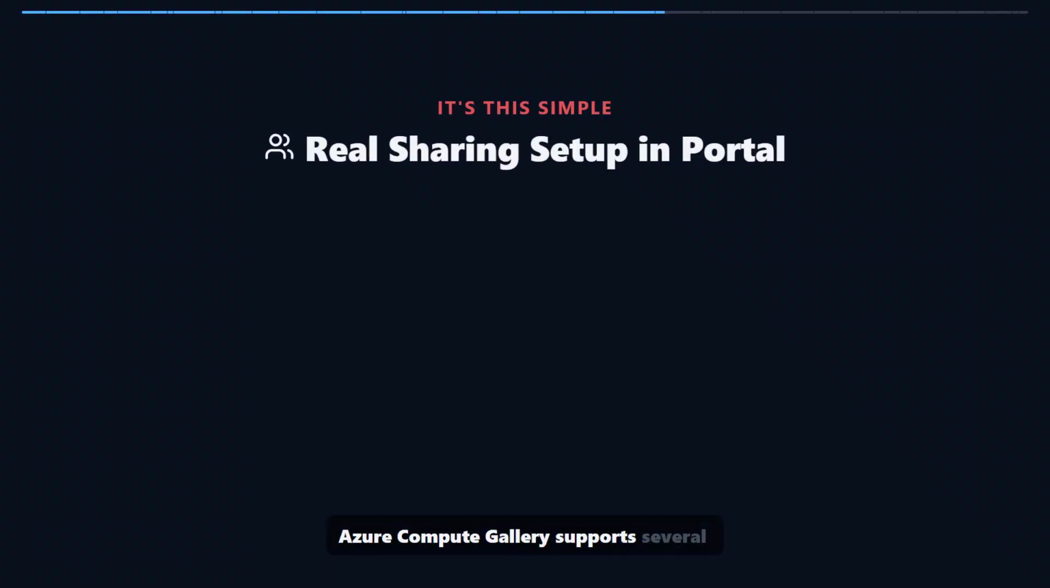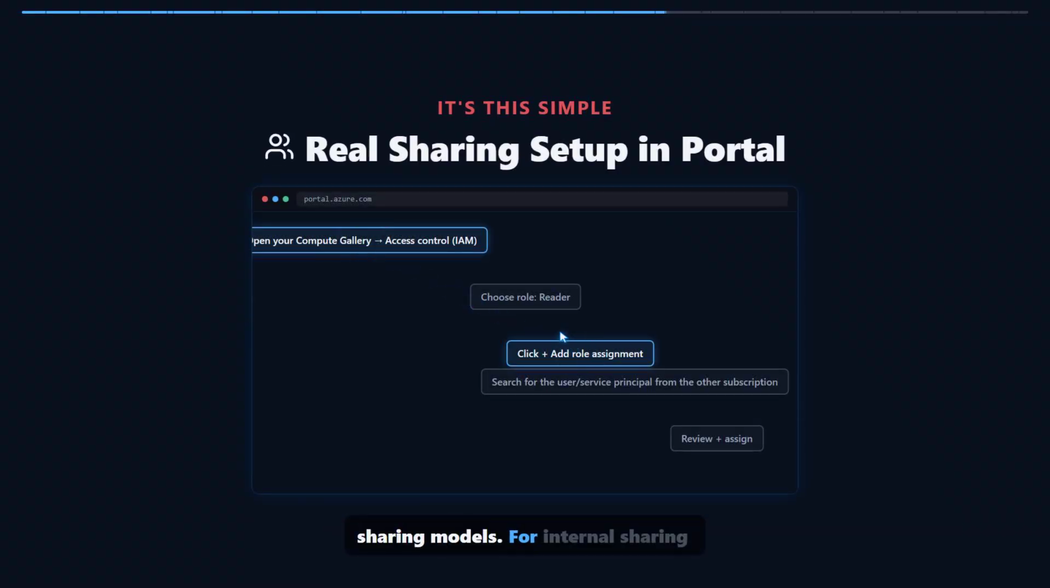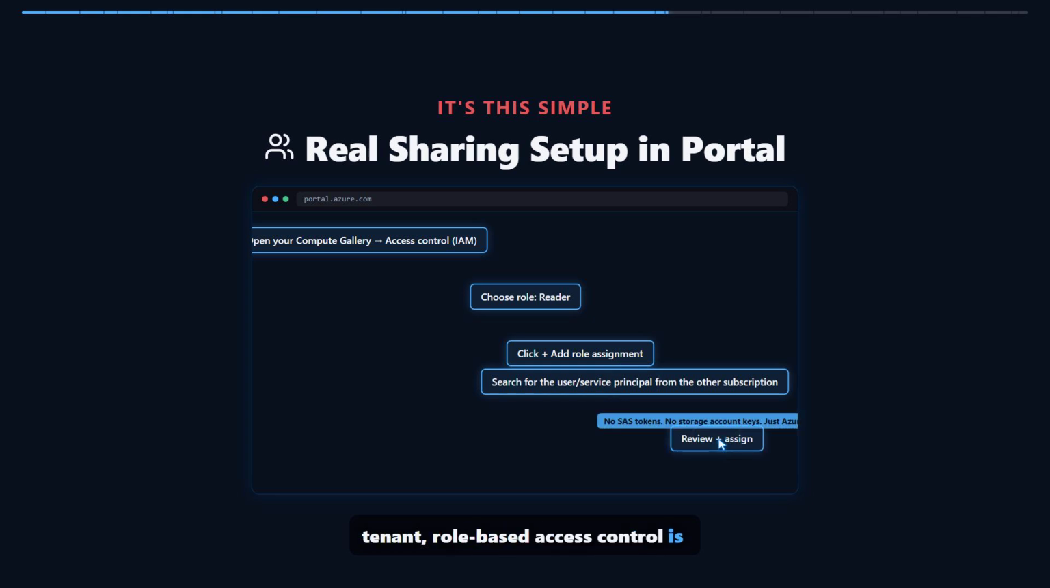Azure Compute Gallery supports several sharing models. For internal sharing within the same Microsoft Entra tenant, role-based access control is often the simplest approach. Open the gallery, image definition, or image version and go to Access Control. Assign the reader role to the user, group, managed identity, or service principal that needs to read and deploy the image. The deploying identity also needs permission to create the destination resources, such as the VM, network interface, disks, and related infrastructure in the target subscription.